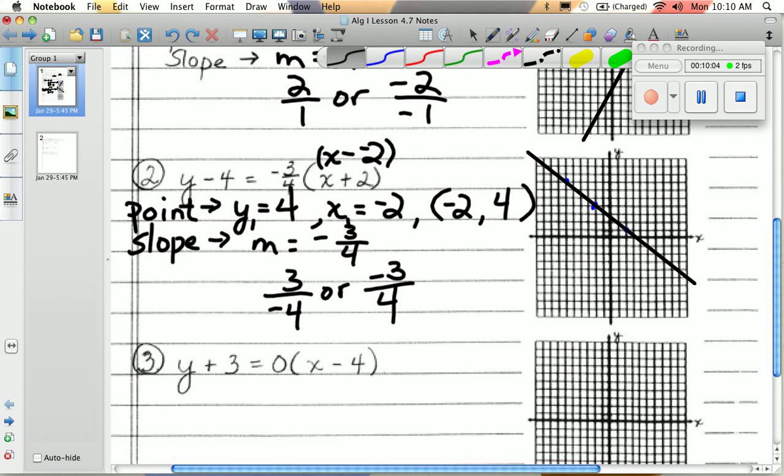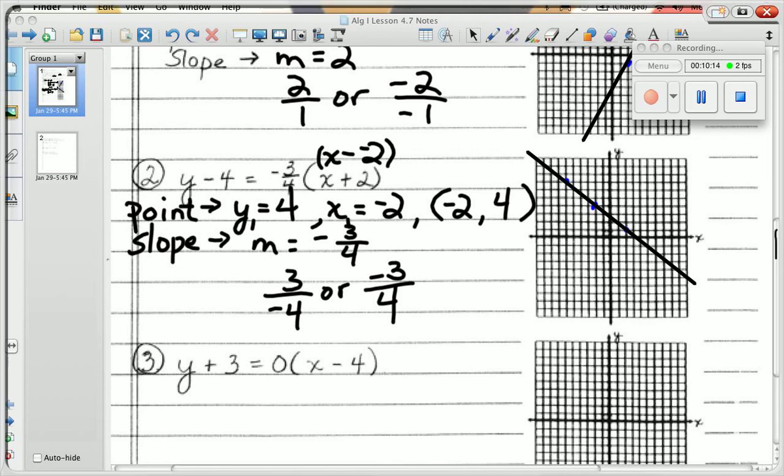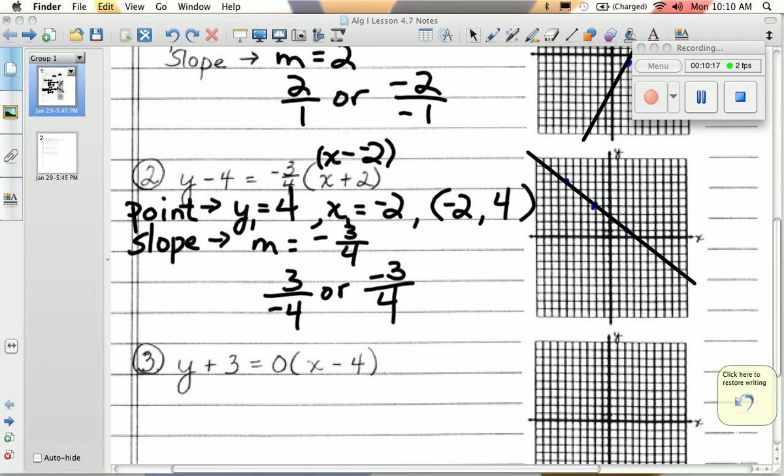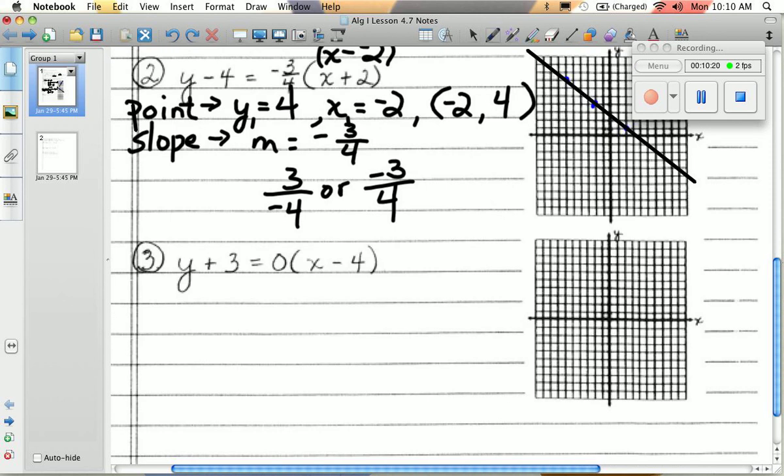Were you successful identifying those parts on your own? Any questions? Here we get one more that we're going to practice. Okay, so we have y plus 3 equals 0 times (x minus 4). So again, first thing we're going to do is identify what's our point. What's our y sub 1? What's our x sub 1? And then what's that mean for an ordered pair? And then we'll identify our slope.